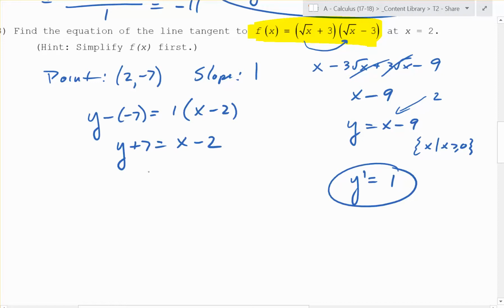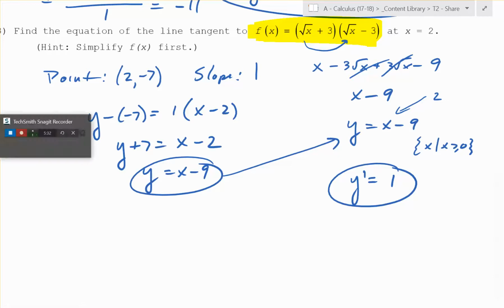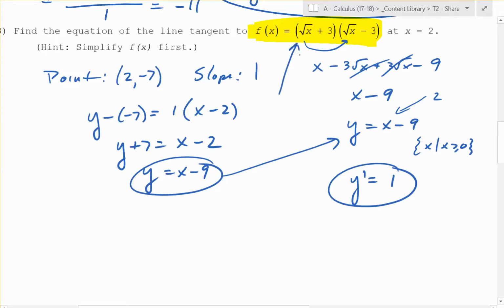Also, you'll notice that if you simplify this a little further, subtract 7, you get y equals x minus 9. That's going to be the same, because the tangent line to a line at any point is going to be the line itself. So basically the moral of the story is this is just a fancy way to write the equation of a line, x minus 9, where x is greater than or equal to 0.